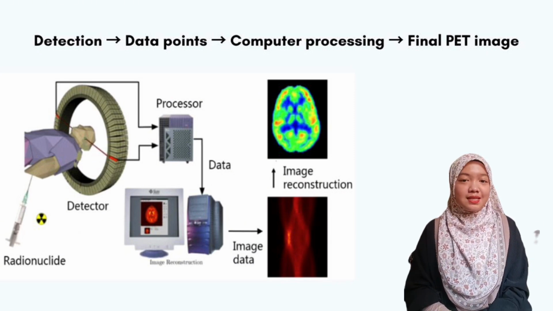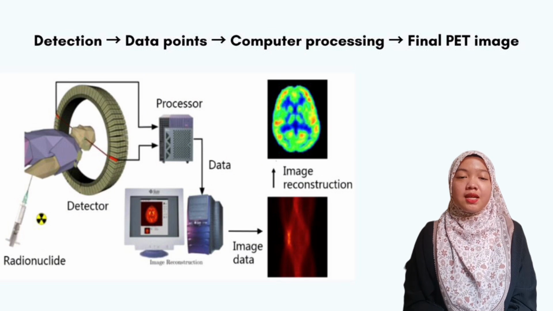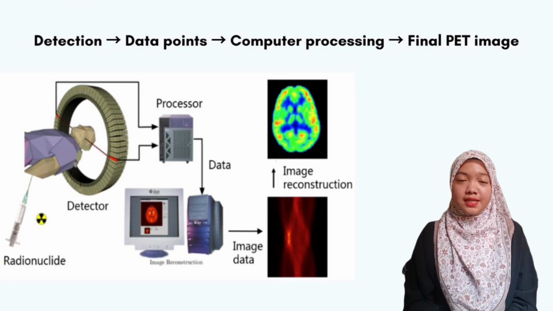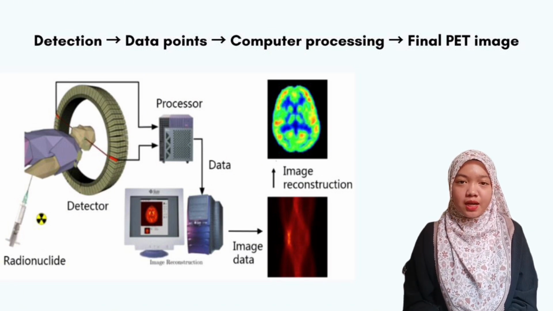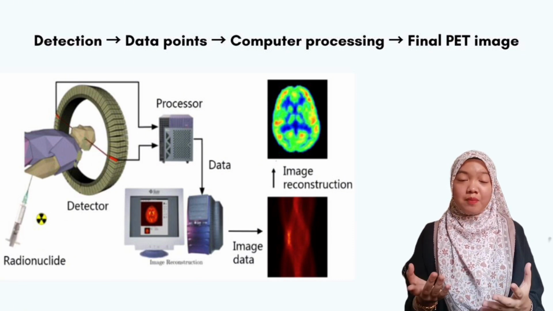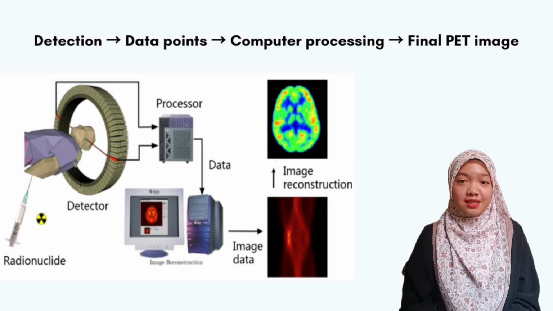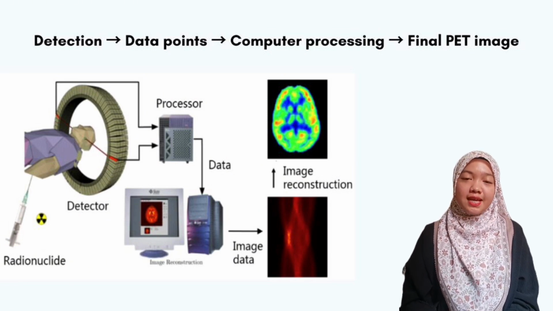These data points don't yet form an image, they are just raw information. After that, the step is computer processing. A powerful computer processes all these data points using special mathematical calculations to figure out exactly where in the body the radio tracer like FDG was located. Last step is the final PET image. By combining all this information from different angles, the computer can build a clear and detailed 3D image of the inside of the body.